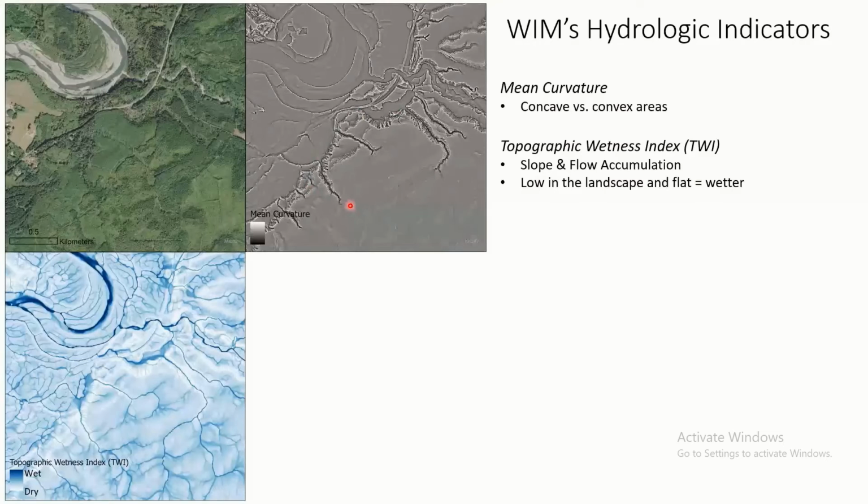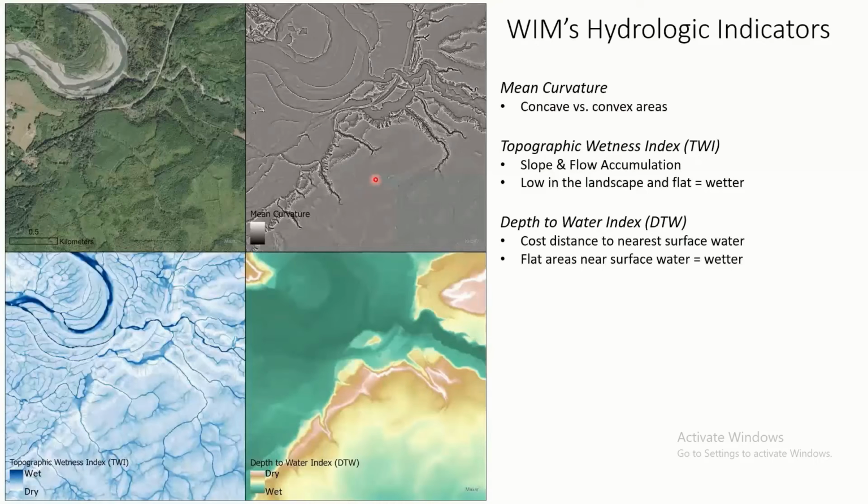If you're not familiar with TWI, it looks at the slope and flow accumulation of all of the areas of your landscape and kind of the ratio between those two things. And given those two factors, it can identify the areas that are low in the landscape, like at the bottom of a valley, and that are also very flat, as areas with a higher potential to be wet because they're going to probably accumulate water and hold it there. So this is a way to see relative saturation in the landscape as well.